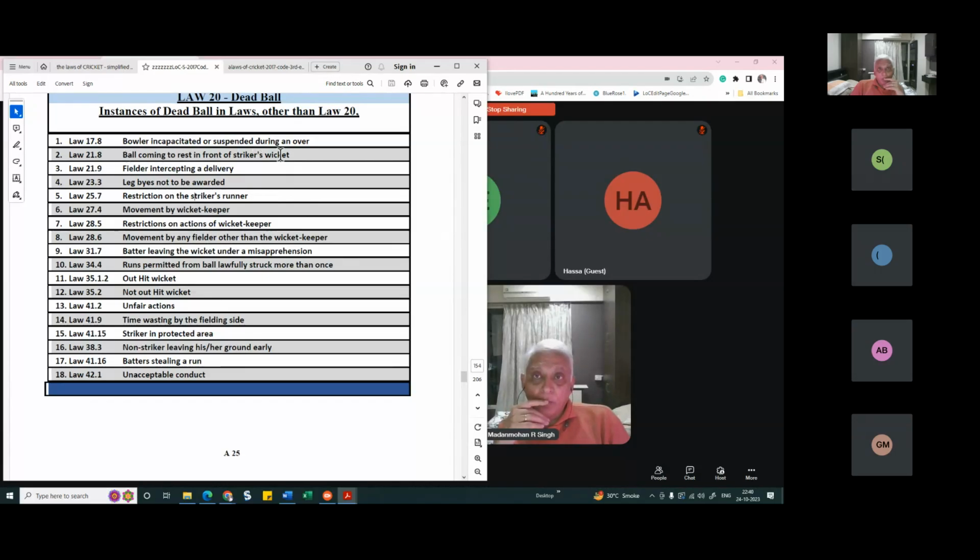Ball coming to rest in front of the striker's wicket. Even if you call dead ball afterwards, after the striker has gone forward and hit the wicket, it doesn't mean that that hit will count. Your no ball count will count from the time the ball came to rest. So it doesn't mean that you will allow the 4 runs to be scored just because you could not call dead ball. That reasoning no longer applies.